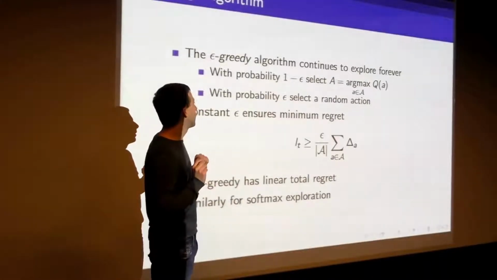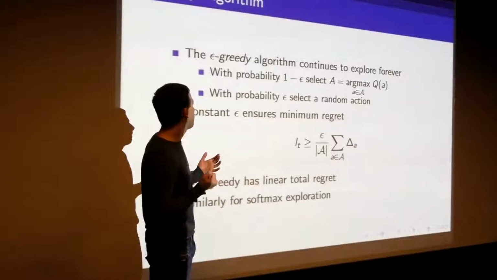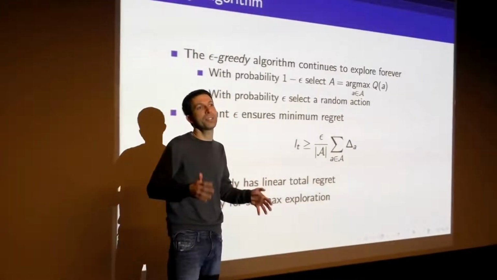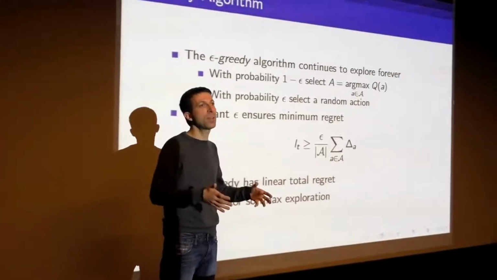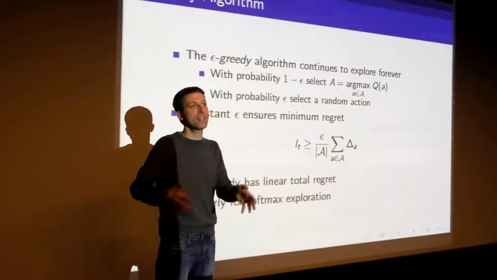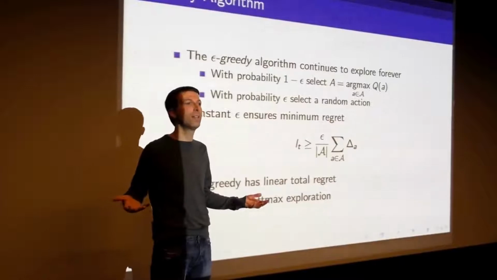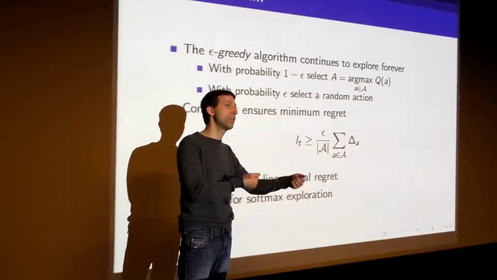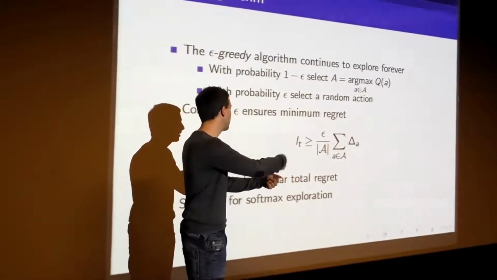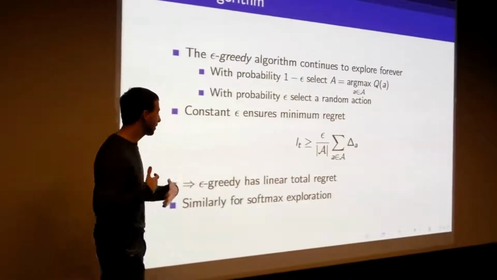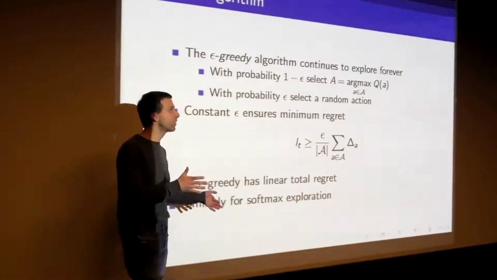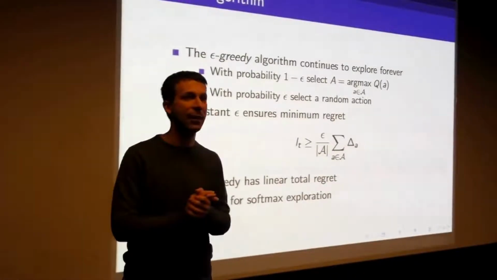So now, what do we do? Well, we can be absolutely certain that we're going to incur some loss in expectation. We're going to keep making mistakes over time because we're still exploring randomly. Every time we explore randomly, we're very likely to make some mistake and not pull the best arm. So we keep incurring regret and regret and regret. And so this also has linear total regret. The same would be true for the softmax. I'm not going to go into the softmax here.